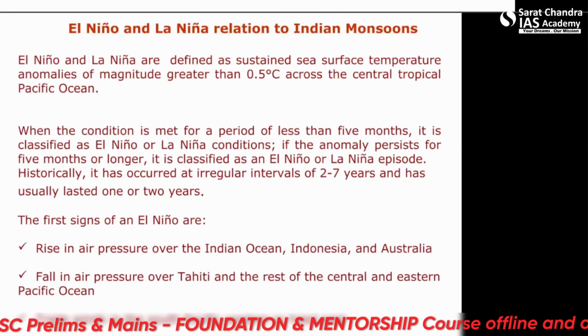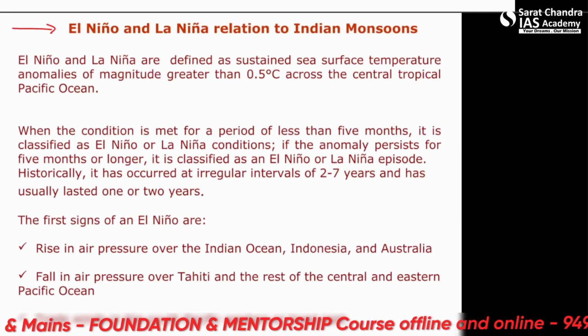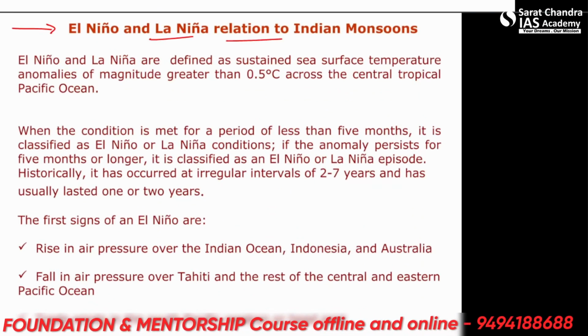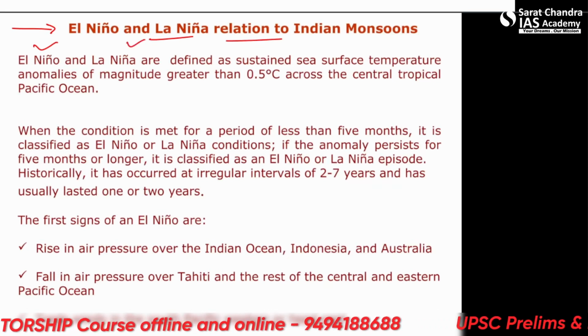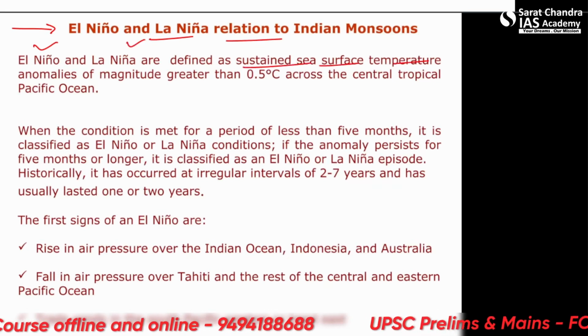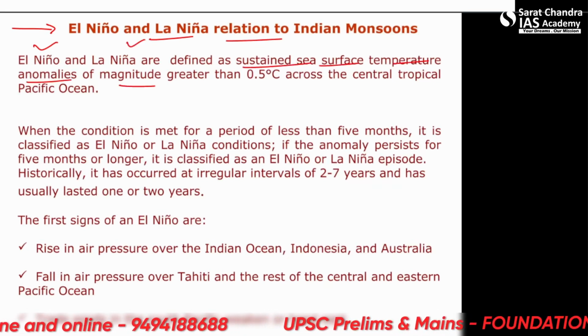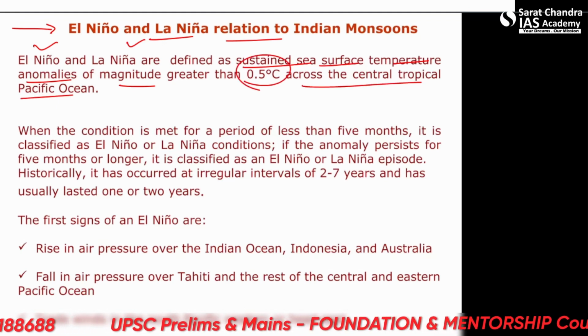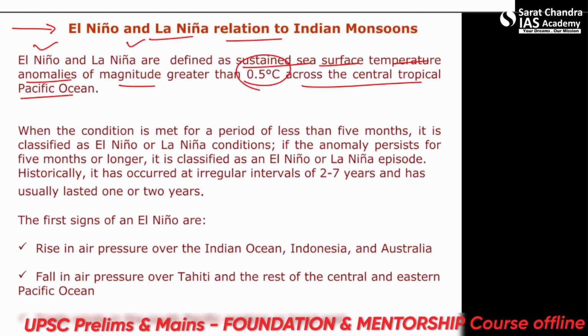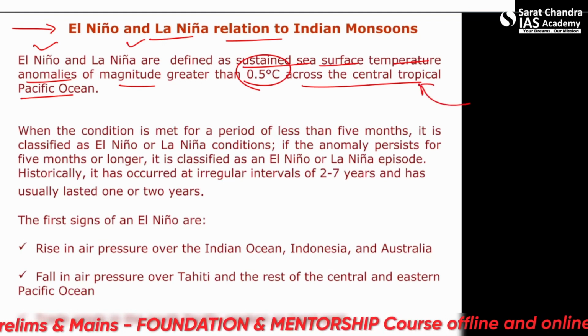Alright, but let's talk more importantly about El Nino and La Nina in relation to the Indian monsoon, because they are more important. So El Nino and La Nina are defined as sustained sea surface temperature anomalies of magnitude greater than 0.5 degrees Celsius across the central tropical Pacific Ocean. So please remember, they are more than weather events.